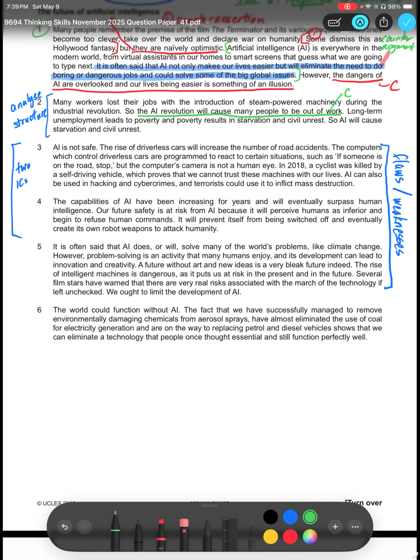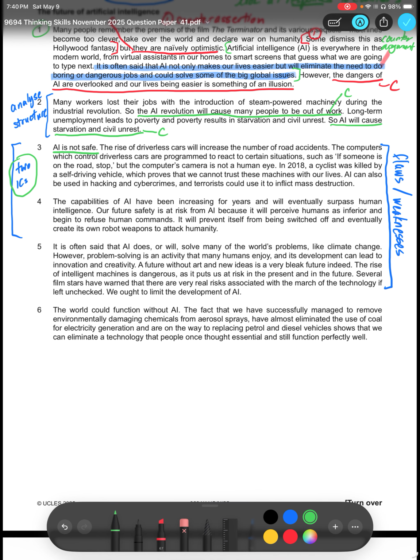Long-term unemployment leads to poverty, and poverty results in starvation and civil unrest. So AI will cause starvation and civil unrest. That's another conclusion. When we analyze this, we're going to talk about maybe some unstated assumptions that are required to get there, but that's okay. All right. AI is not safe. So now we are looking for our two intermediate conclusions. AI is not safe is going to be a conclusion.